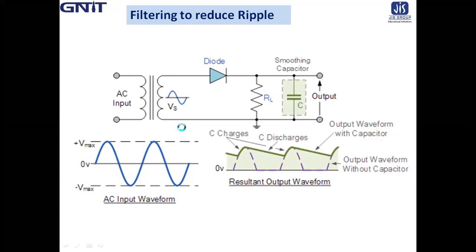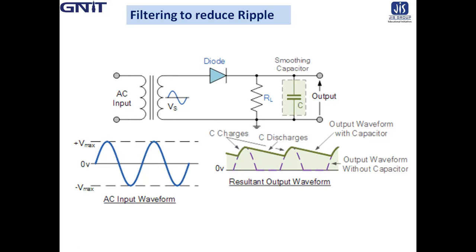Then what happened? During the conducting period of the diode, in the positive half cycle, the capacitor will charge for the first quarter of the cycle. Here the capacitor is being charged up to the maximum value, that is Vm.